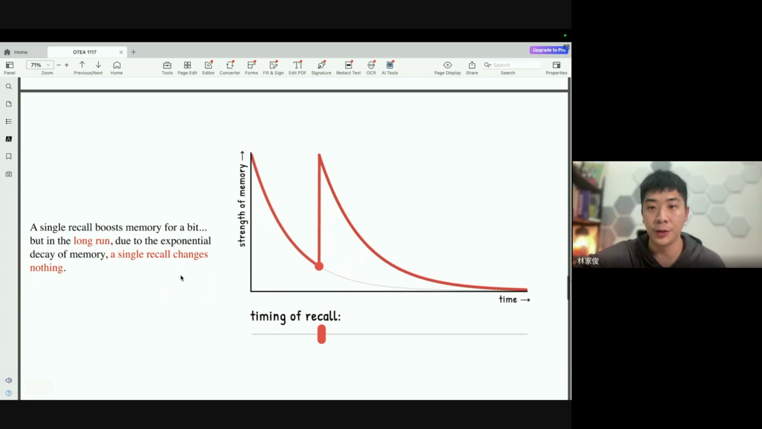If we visualize this, it looks like a curve where memory steadily declines over time. But every time we do a recall, the memory strength jumps back to 100%. But as you can see, a single recall boosts memory for just a bit, but in the long run, due to the exponential decay of memory, a single recall changes nothing. So if we just do one active recall, we will still forget the information.